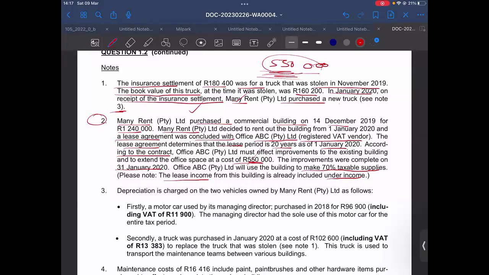How do we calculate output VAT on improvements? You just say improvements times 15 over 115, then times the portion which is not used for taxable supplies. That's the rule. The building makes 70% taxable supplies, so on this one there's an exception. We don't apportion it based on taxable supplies, but we pay VAT on the non-taxable supply.